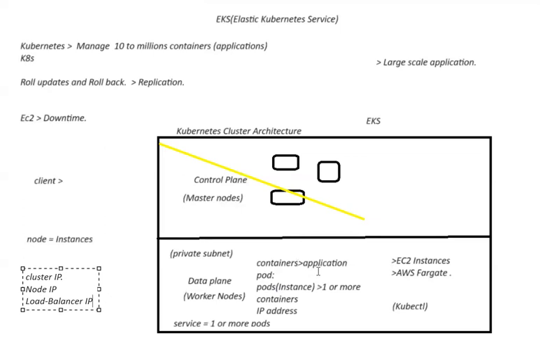Service, by using the service, how can I provide a single IP? How to provide public access to this service? So we have another way. This load balancer is one way, and another way is also there.